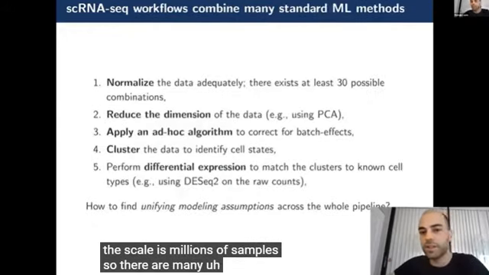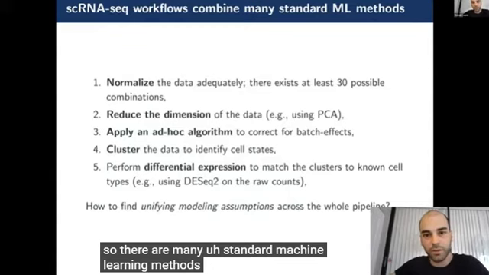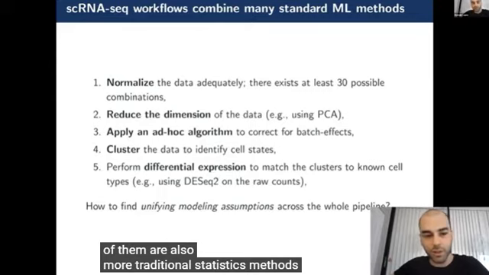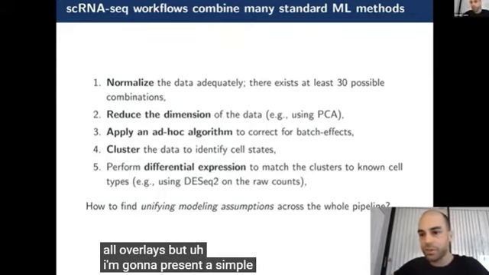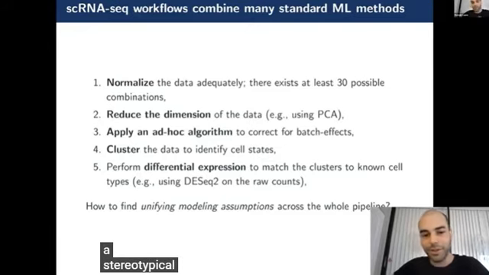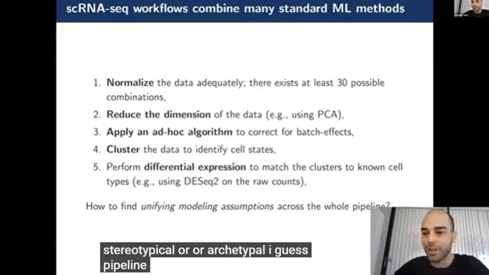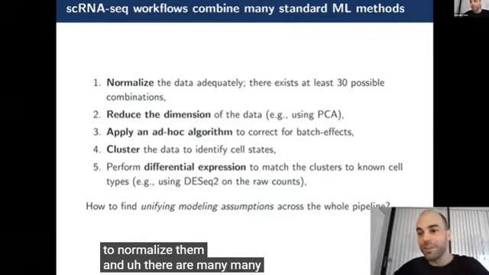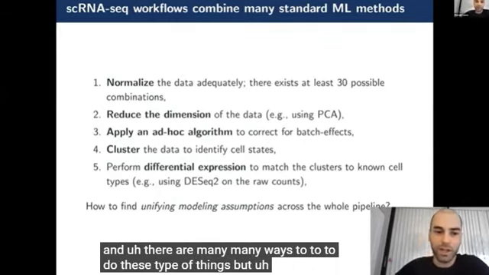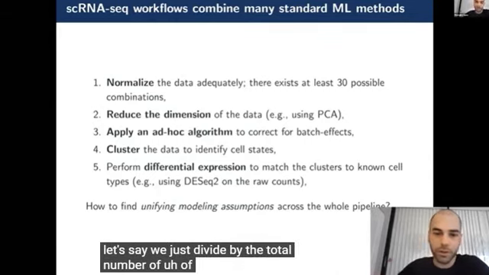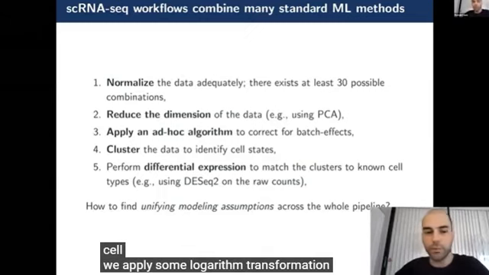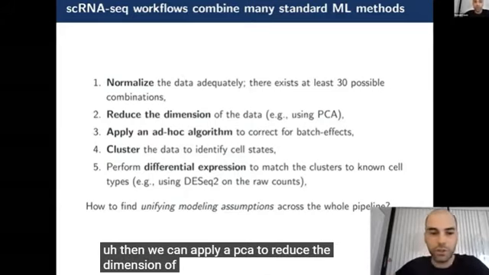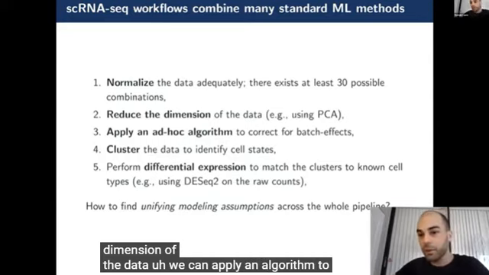So there are many standard machine learning methods that are applied to single cells. Some of them are also more traditional statistics methods. It all overlaps, but I'm going to present a simple, stereotypical or archetypal pipeline. So first, we have the counts. We want to normalize them, and there are many ways to do this. But let's say we just divide by the total number of transcripts in a given cell. We apply some logarithm transformation to make the data look Gaussian somehow. Then we can apply a PCA to reduce the dimension of the data. We can apply an algorithm to correct for batch effects.